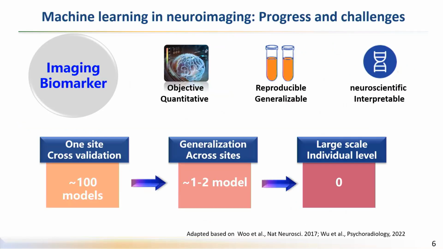There are three primary features that characterize a biomarker. 1, objective and quantitative. 2, reproducible and serializable. 3, neuroscientifically interpretable. However, we have performed many group comparisons based on data from one single site. Here, I do not mean that this kind of analysis is not important. However, I want to argue that we should pay more attention to independent cross-validation and individual prediction with machine learning methods.